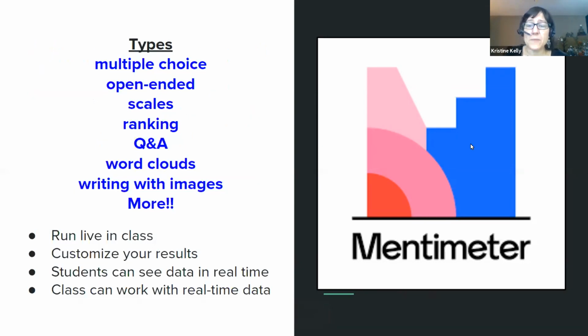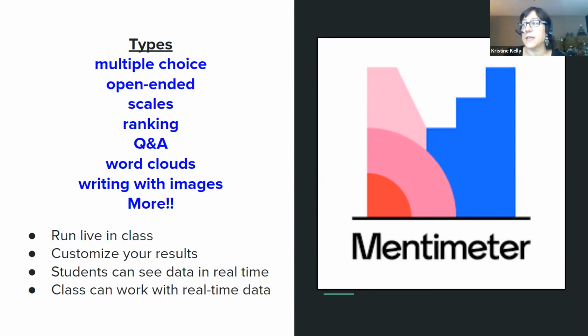So the types of questions that you can ask are multiple choice, open-ended, scales. I'm going to show you the first three today. Students can rank. There's a Q&A. Word clouds. This is where you can set it up, and of course, the more that participants say a particular word, the bigger that word gets. You can also post images, and students can write their responses to images, what they see, what they think of an image.